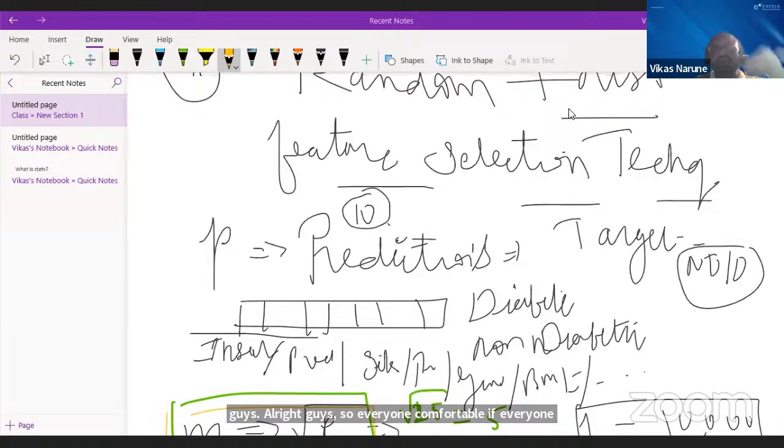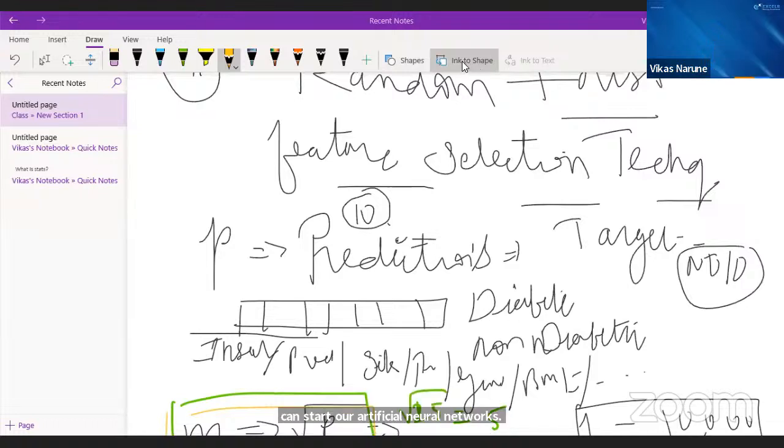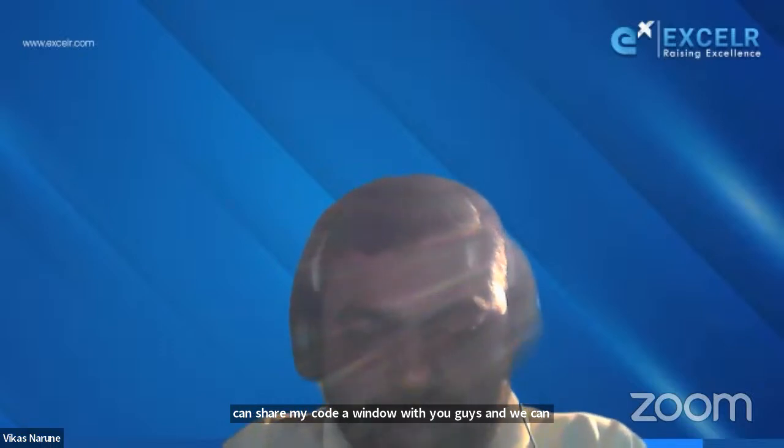So I'll do a 5 minute code walkthrough, and then we can start artificial neural networks, guys. Okay, we still have half an hour, so we can start the topic now. Meanwhile, if you have any questions, any doubts, please let me know. So I can share my code window with you guys, and we can start the code walkthrough.